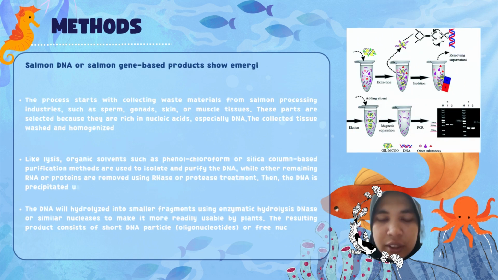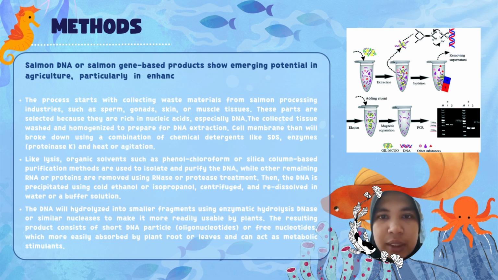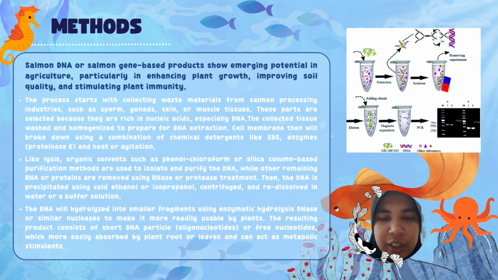Next is method for agriculture. Salmon DNA or salmon gene-based product shows emerging potential in agriculture, particularly to enhance plant growth, improve soil quality, and stimulate plants' immunity. The process starts with collecting waste materials from salmon processing industries, such as sperm, gonads, skin, or muscle tissues. These parts are selected because they are rich in nucleic acids, especially DNA.